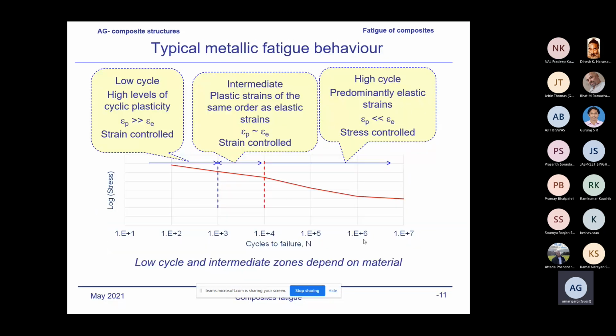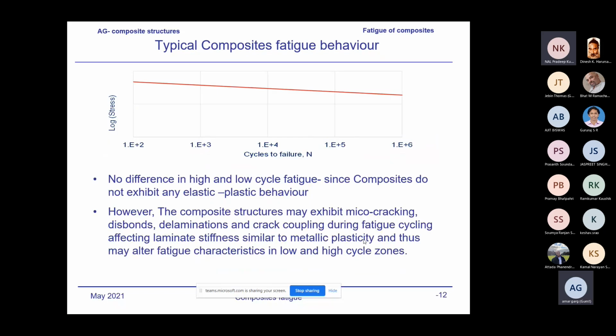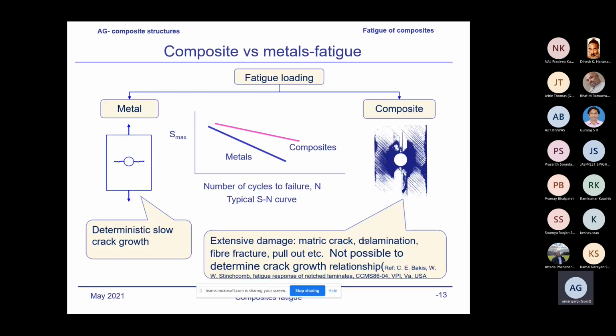Just trying to show here the typical metallic fatigue behavior; the typical composite fatigue behavior won't be discussed in detail. This slide I had shown during my certification, the difference in the metal and composite SN curve. For composite, the damage is not a self-similar crack growth, it is some mixed damage, while metal is a single crack, which is deterministic slab crack growth.